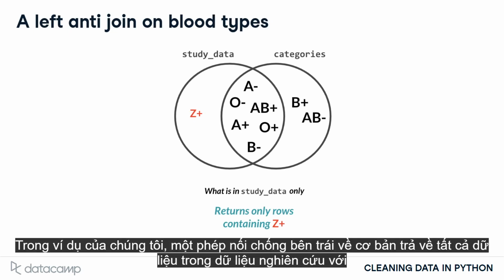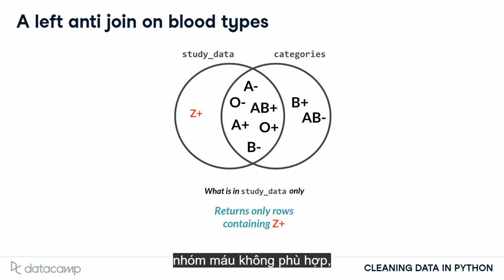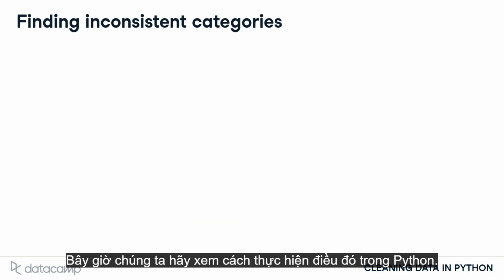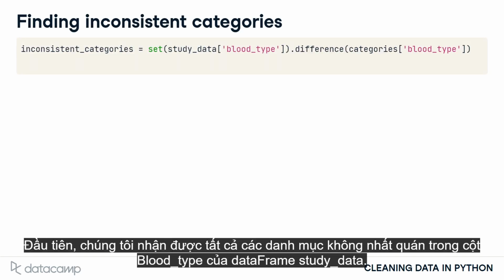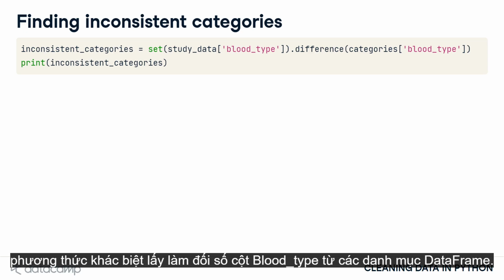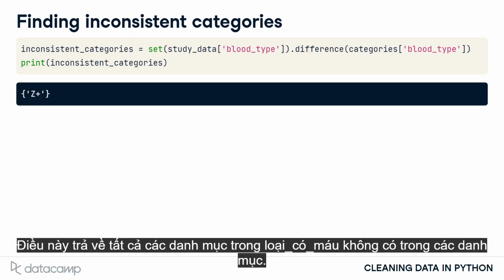In our example, a left anti-join essentially returns all the data in study data with inconsistent blood types, and an inner join returns all the rows containing consistent blood types. Now let's see how to do that in Python. We first get all inconsistent categories in the blood type column of the study data frame. We do that by creating a set out of the blood type column which stores its unique values, and use the difference method which takes in as argument the blood type column from the categories data frame. This returns all the categories in blood type that are not in categories.